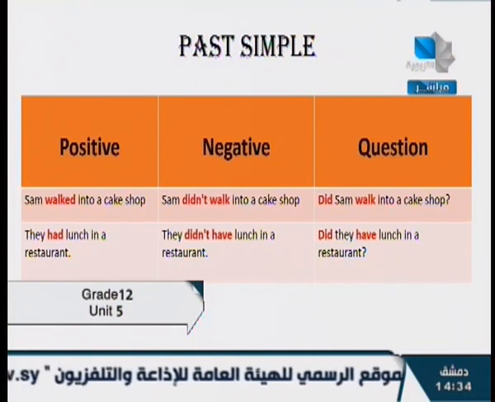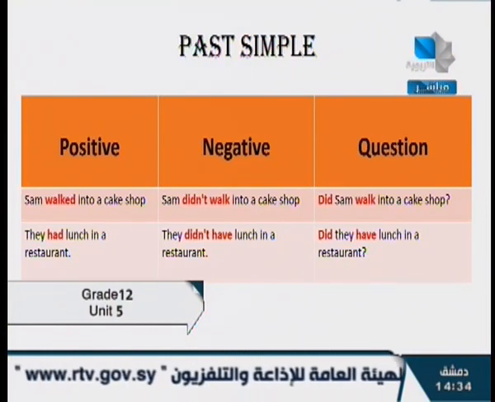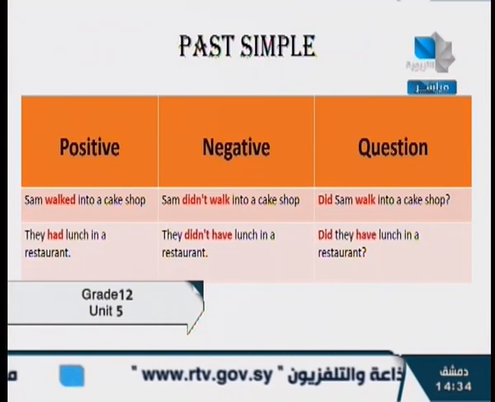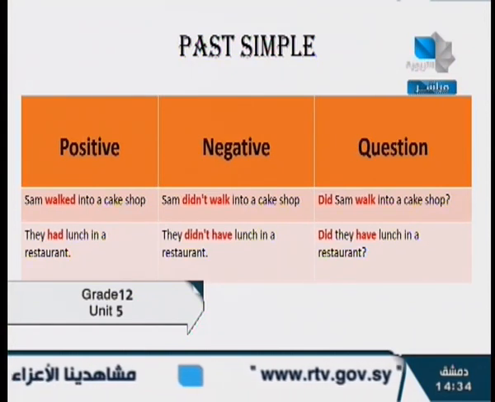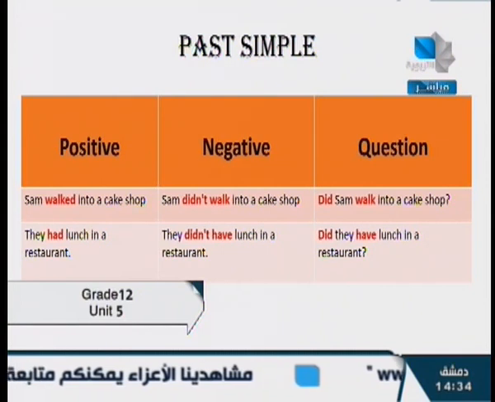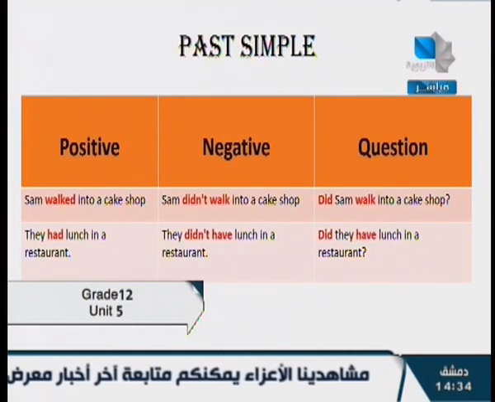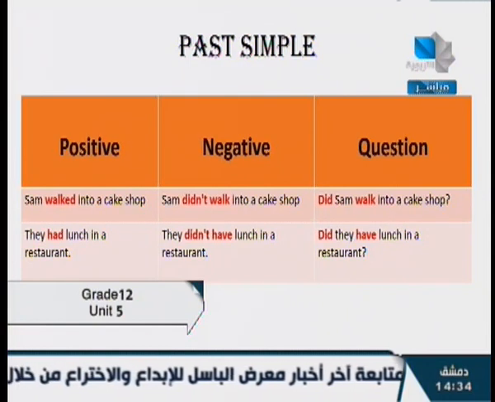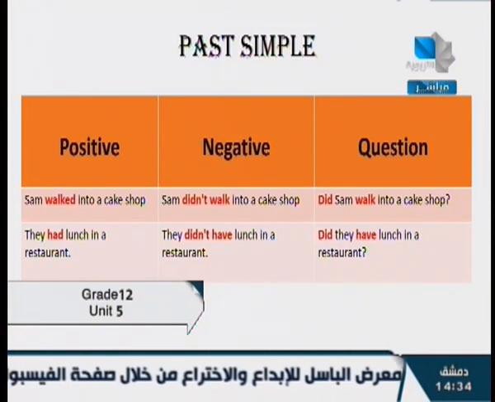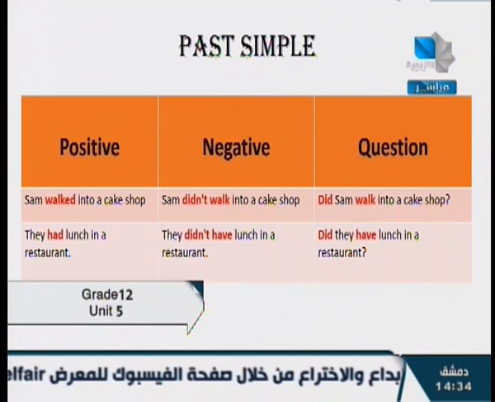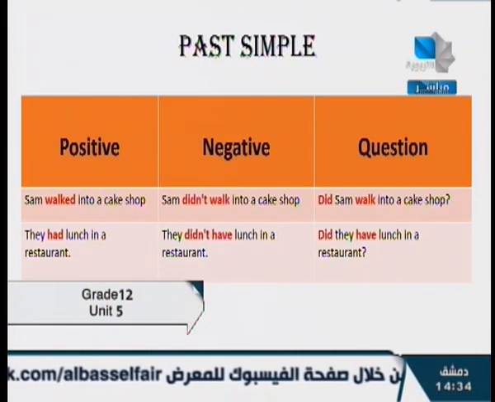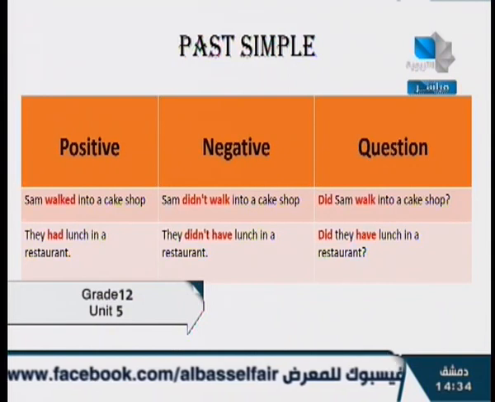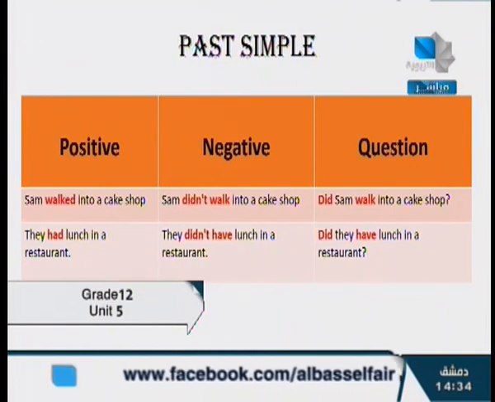With the negative, we add didn't, and after didn't, we use the verb zero, the base form of the verb. So Sam didn't walk into a cake shop, or they didn't have lunch in a restaurant. Had is the second form; the base form of had is have. So it's didn't have, not didn't has. Some students just mix up things. So the base form, or the zero form, is have.